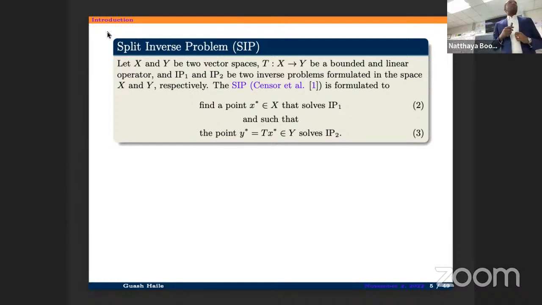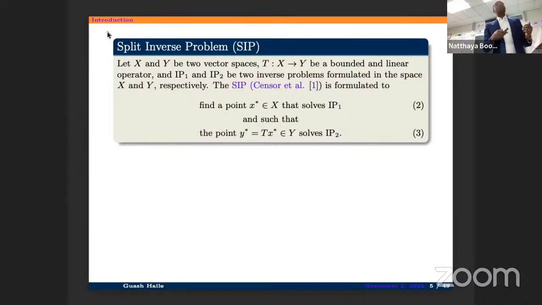Then the split inverse problem, which was introduced by Censor et al., is formulated to find a point x* in X, in the first space, which solves the first problem, such that its image under the bounded linear operator T, which belongs to the second space, also solves the second problem. So we can see here, by choosing different spaces, or by choosing different X and Y, including the case where X and Y are equal, we can have different types of inverse problems.